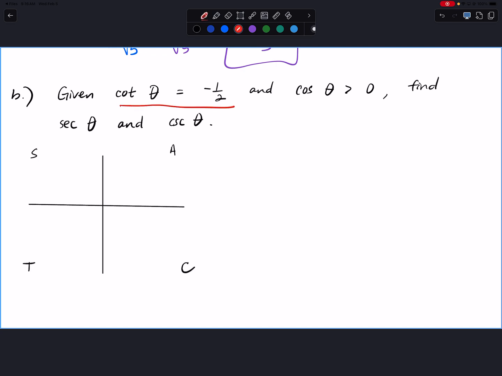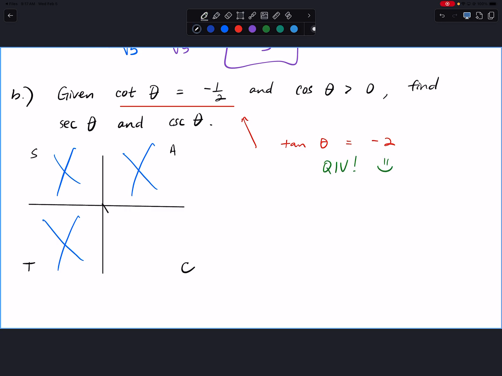So this piece of information tells me that the tangent of theta is really what? -2. So because tangent is negative, can I draw my triangle in quadrant 1? No. Can I draw my triangle in quadrant 2? Yes. Could I draw my triangle in quadrant 3? No. Can I draw my triangle in quadrant 4? Yes. Okay. Now, using the second piece of information, cosine is positive. Can cosine be positive here? No. Which means we're in quadrant 4.